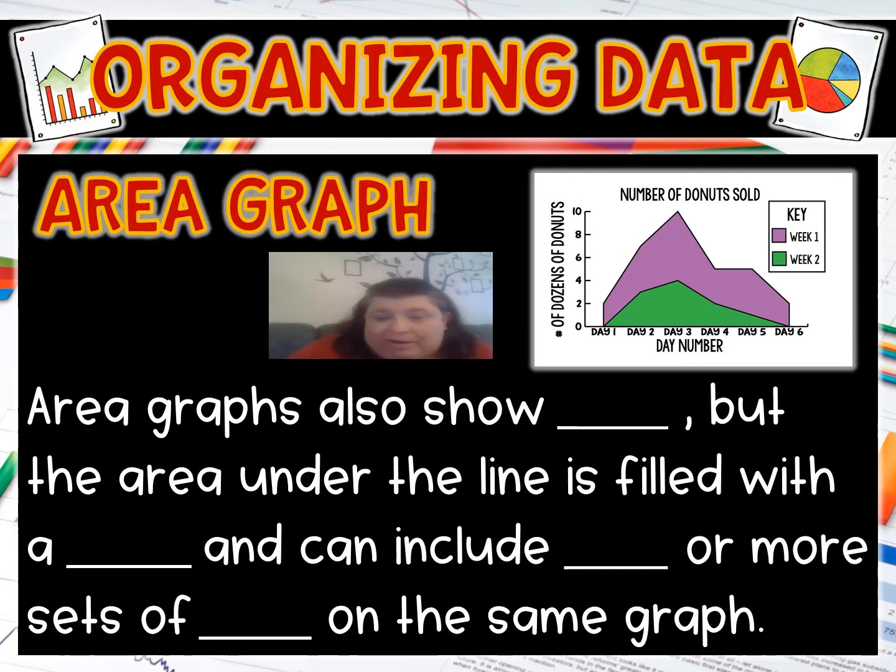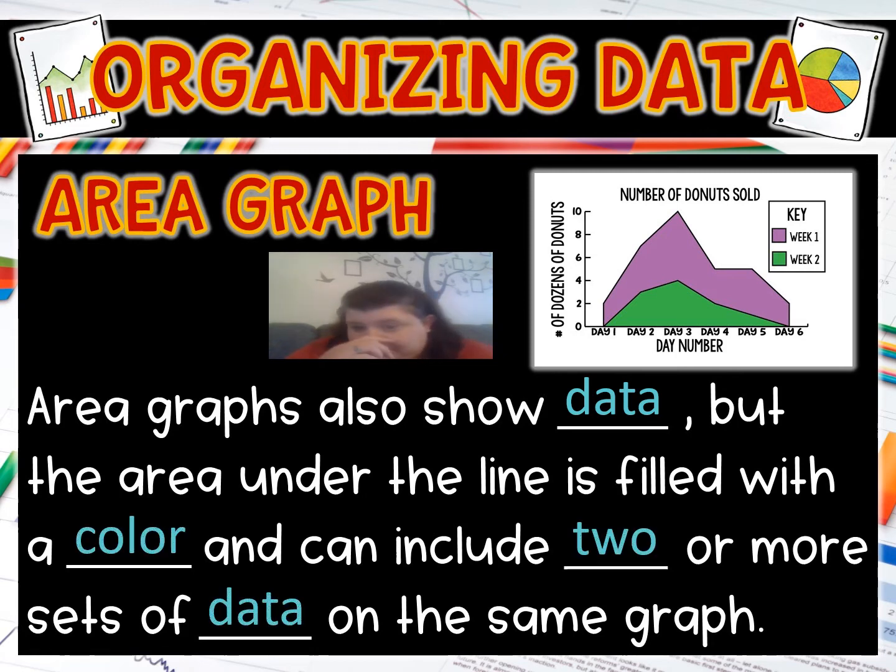Now we have an area graph that also shows data, but the area under the line is filled with a color and includes two or more sets of data on the same graph. So we see the same data as we saw in the first one over here on week 1, but now we've also seen a second week over here, and it's included in a different color. So they can compare one week to another week's consumption of donuts, the number of donuts sold.